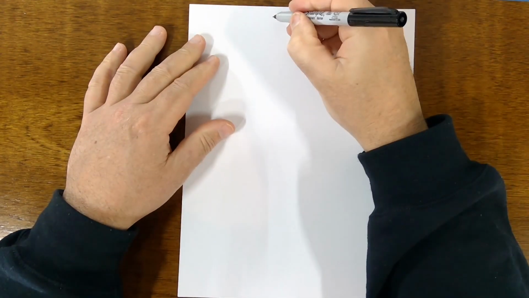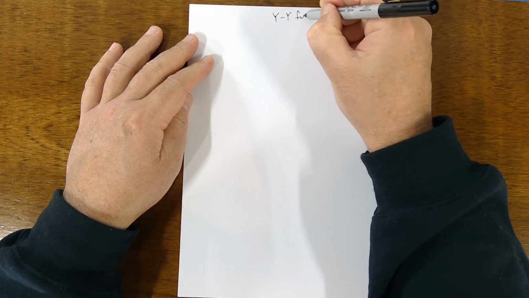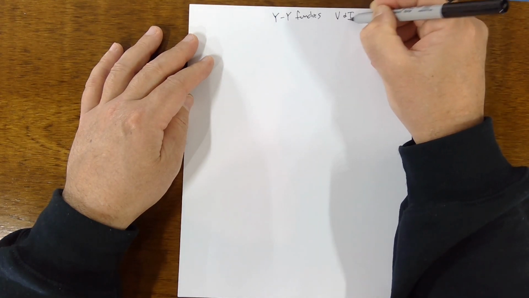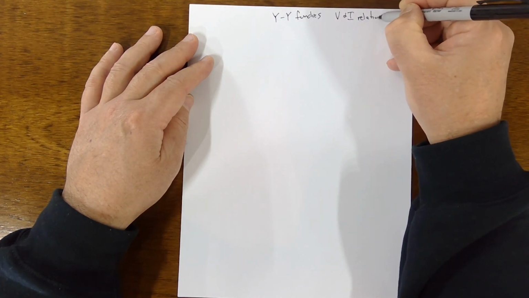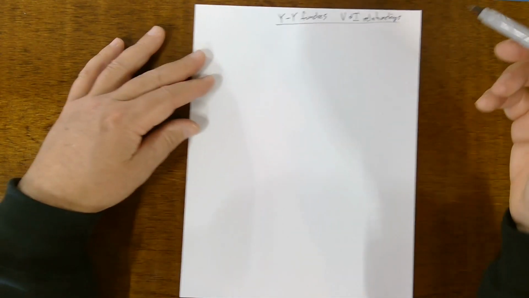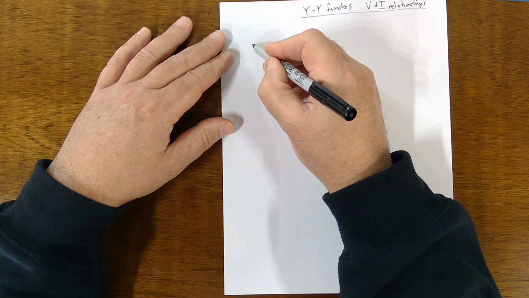Okay, here's another YY fundies thing. This is YY fundies, and we're really talking about V and I relationships. The last problem was just V's. Now we're talking about V's and I's. So we've got a YY connected circuit.